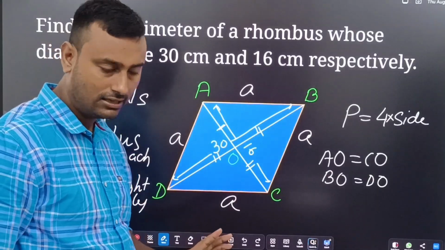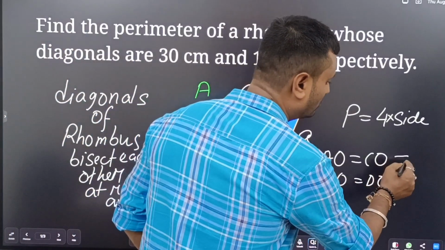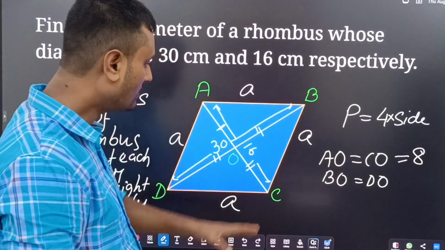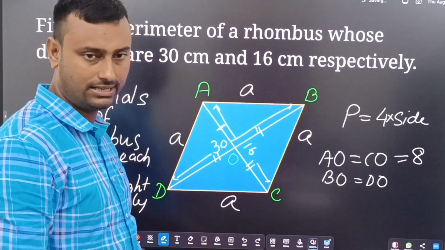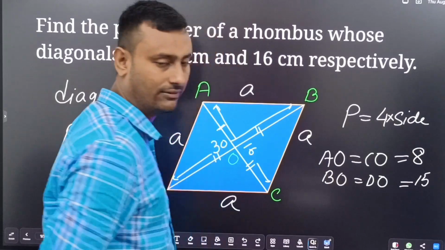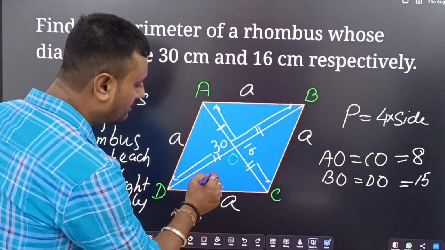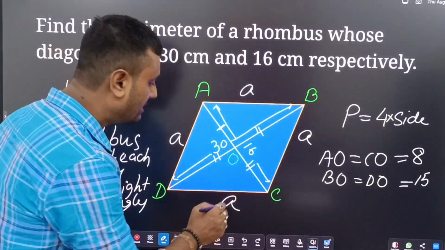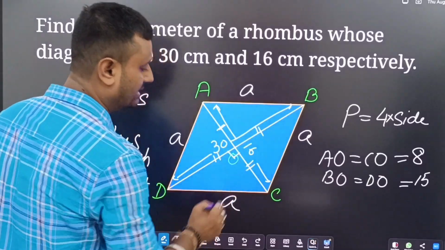So we are assuming AC, how much did we take? We took 16. So AO and CO together, its half will be 8. BD, how much do we take? 30. So BO and DO will be 15. That thing is very important. First thing. And the second thing is what? They are perpendicular to each other. That means these angles are 90 degree.